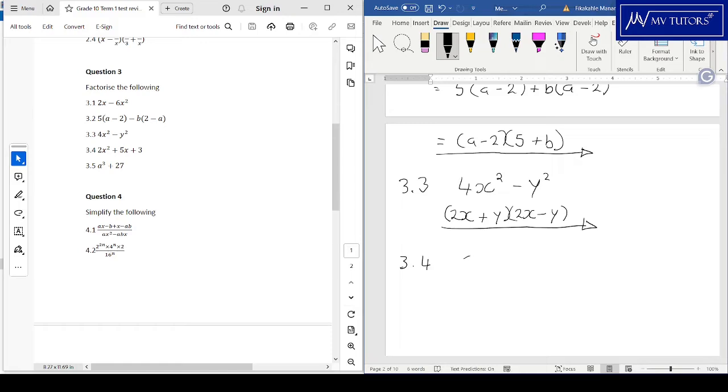Taking it to the next level. Now I have 2x squared plus 5x plus 3. Okay, so this one we have to do a little bit of working to factorize. You're always going to take this number, multiply it with 3, and it'll give me 6. And then now I'm going to look for multiples of 6 that are going to give me 5. So I've got 6 and 1. I've got 3 and 2.